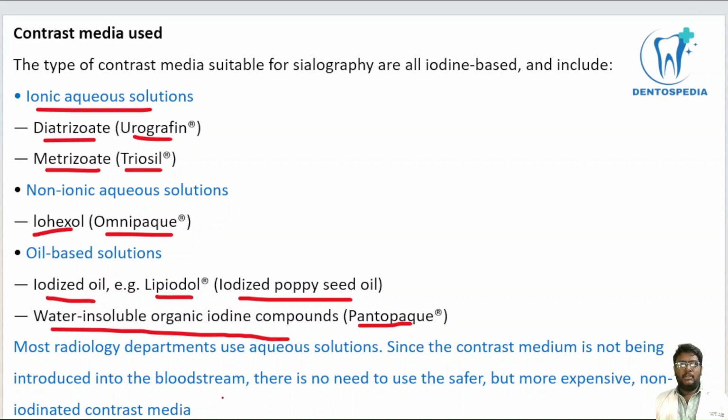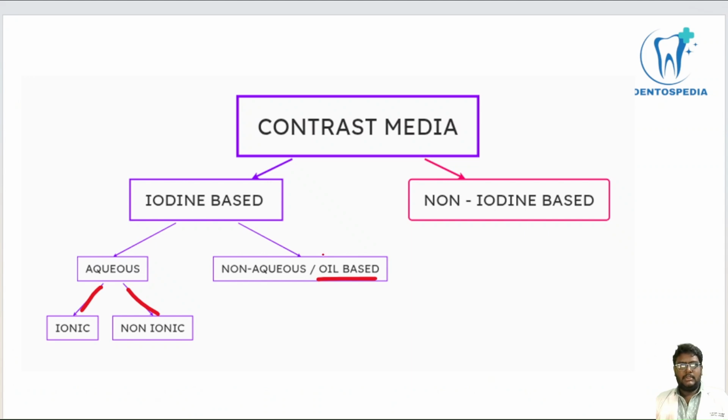Okay, and most of the radiology departments use aqueous solutions. Since the contrast medium is not being introduced into the bloodstream, there is no need to use the safer and also more expensive non-iodinated contrast media. When we are comparing aqueous and non-aqueous solutions, aqueous based is commonly used. And they're kind of cheaper when compared to oil based. Okay, and they have their own advantages and disadvantages, right?